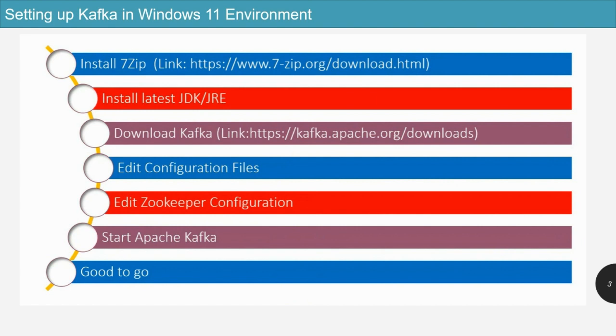If you see here, these are the software dependencies to run Kafka in Windows 11 environment. You need 7-zip in order to unpack the Kafka package. Kafka is built using Java and so you need a Java runtime environment. You can download the Kafka runtime or source code from the Kafka official site and use it for your requirements.